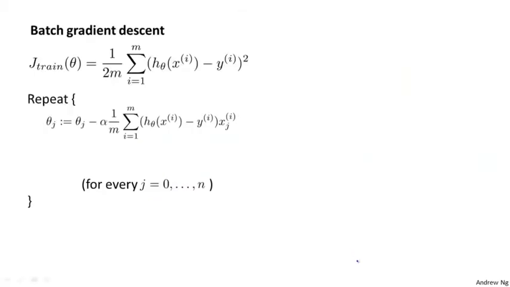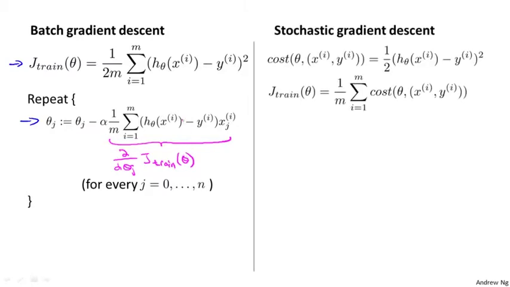Before moving on to the new algorithm, here's just the batch gradient descent algorithm written on the game, with that being the cost function and that being the update. And of course, this term here that's used in the gradient descent rule is the partial derivative with respect to the parameter theta j of our optimization objective, J train of theta. Now let's look at the more efficient algorithm that scales better to large data sets.